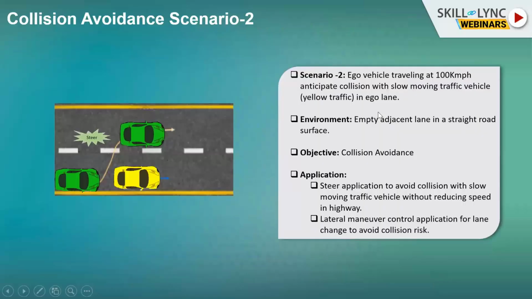So the next scenario is the lateral control scenario, as in how the lateral maneuver works. Here, instead of brake, we use steer. Say, for example, this green vehicle is my ego vehicle, which is running at a very high speed. It's running at 100 km/h. And there's another vehicle, the yellow vehicle, which is a traffic vehicle in the ego lane. And at the same time, in this particular scenario, there is no vehicle in the adjacent lane.